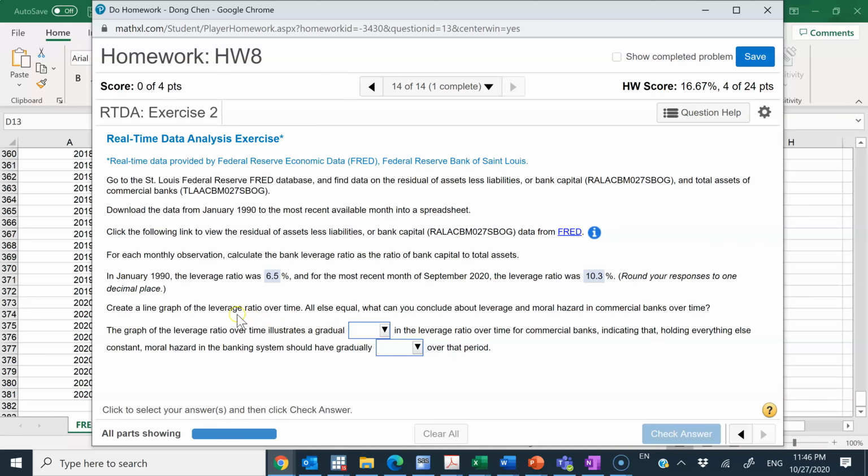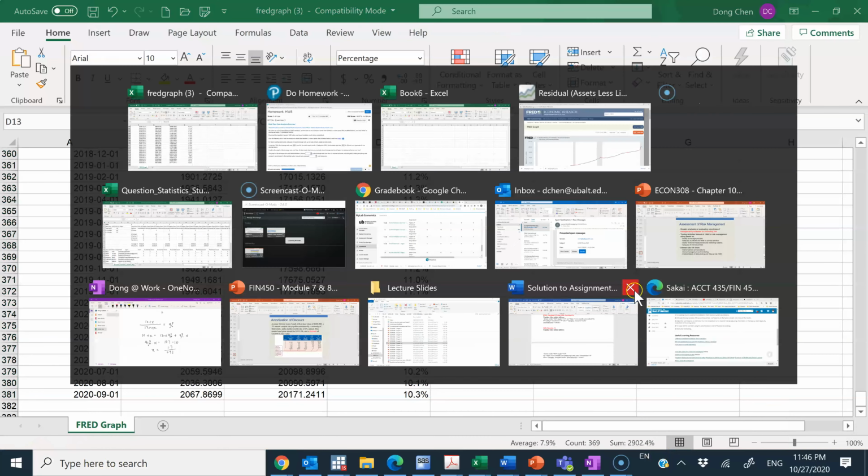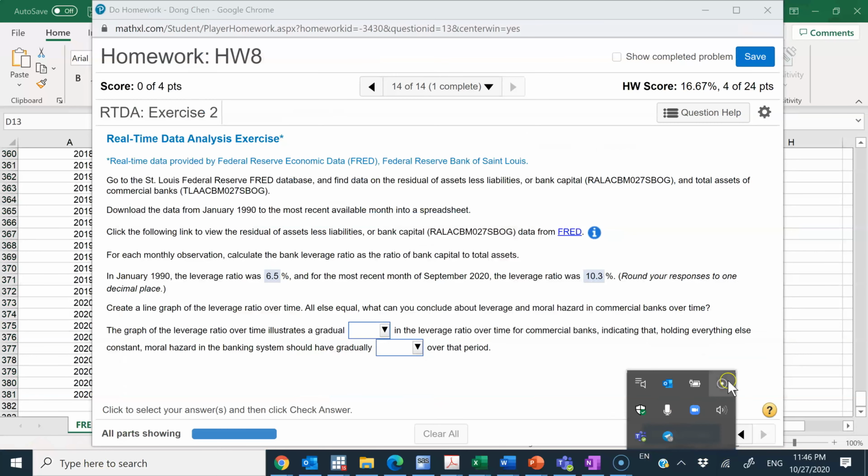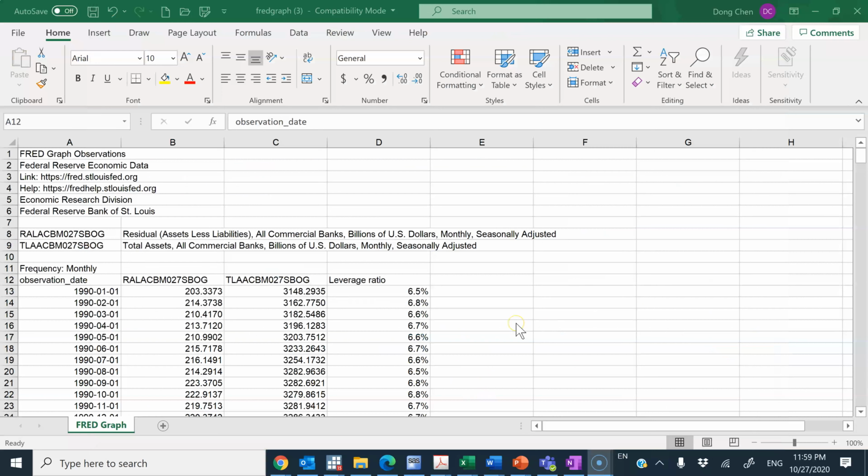And create a line graph of the leverage ratio over time. What can you conclude about leverage and moral hazard in commercial banks over time? The graph of the leverage ratio over time illustrates a... To most conveniently draw the graph, we can just copy these two data points to another worksheet.